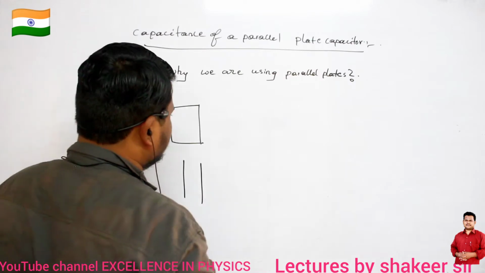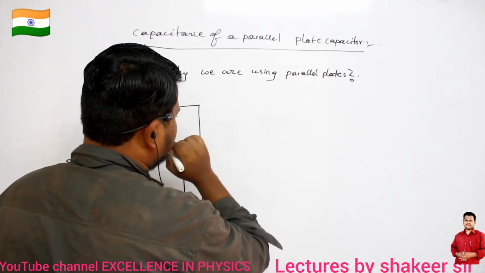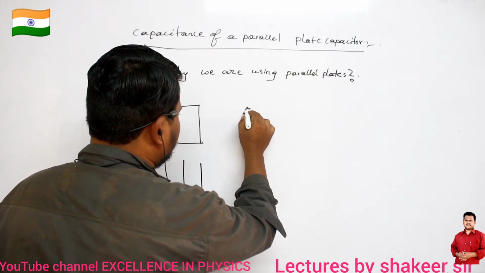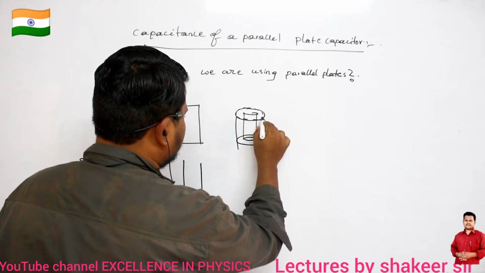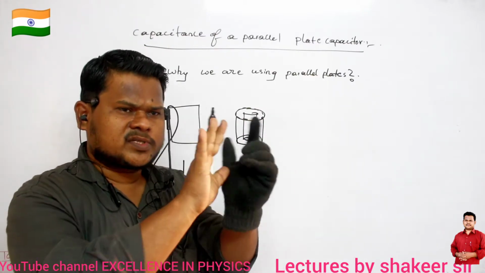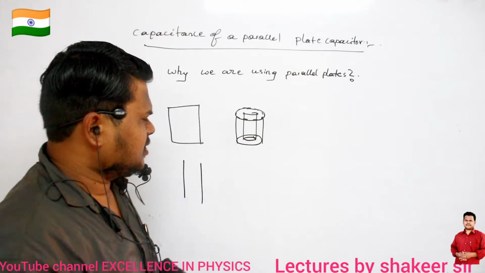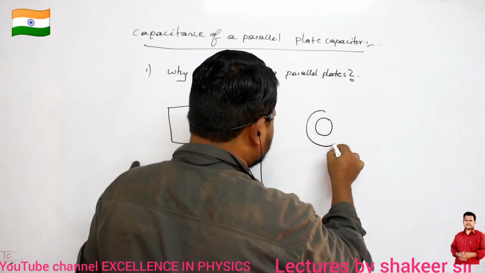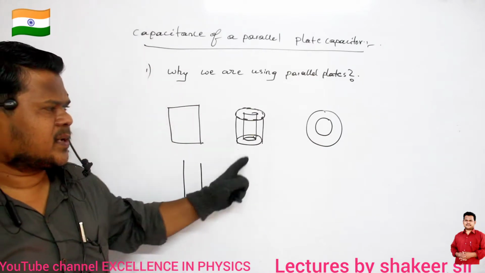Clear? Similarly, if you take a cylindrical capacitor, then inside there will be one cylinder, and surrounding it, outside, there will be another cylinder. Clear? So here also the plates are parallel to each other, no? So inside plate and outside plate, though in the form of a cylinder, are also parallel. Similarly, you can take a spherical capacitor. So this is one sphere, this is another sphere. Clear? So here also I have two plates which are again parallel to each other.